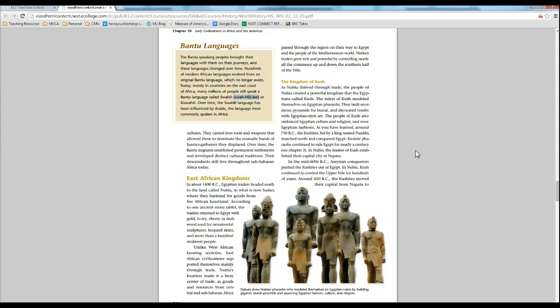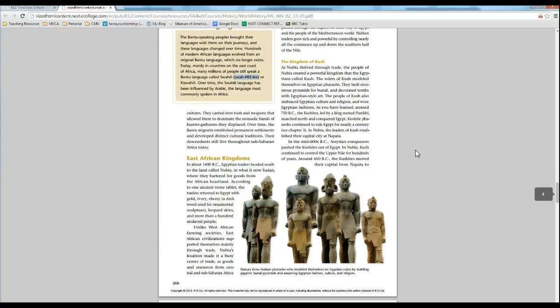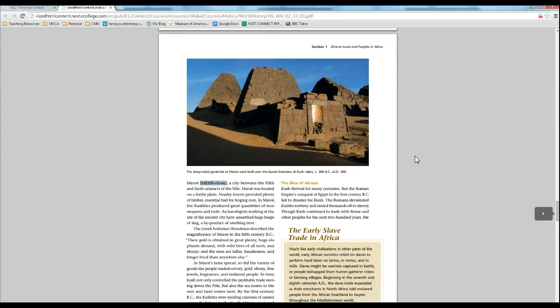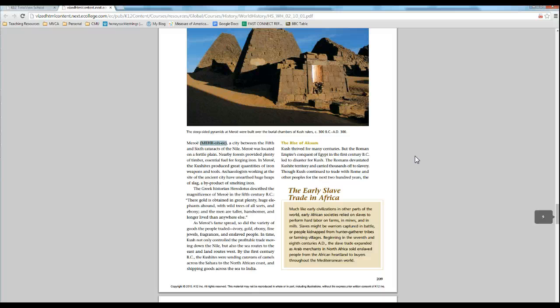In Nubia, the leaders of Kush established their capital city at Napata. In the mid-600s BC, Assyrian conquerors pushed the Kushites out of Egypt. In Nubia, Kush continued to control the Upper Nile for hundreds of years. Around 450 BC, the Kushites moved their capital from Napata to Meroe, a city between the 5th and 6th cataracts of the Nile, cataracts being waterfalls.